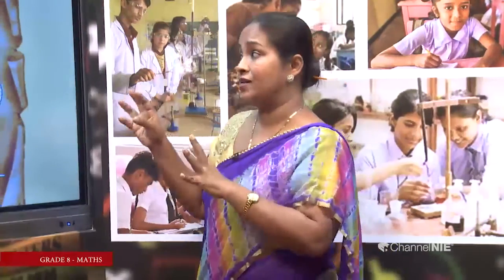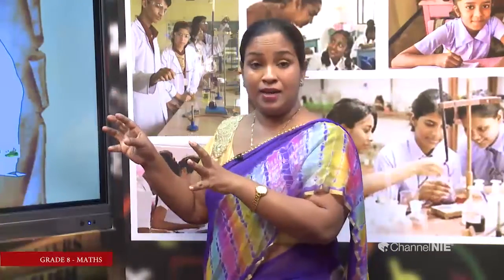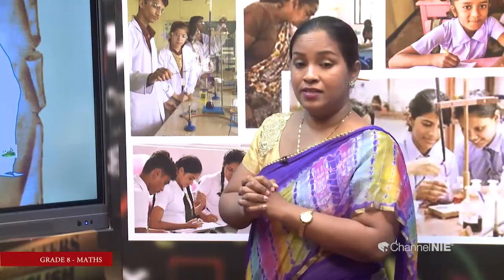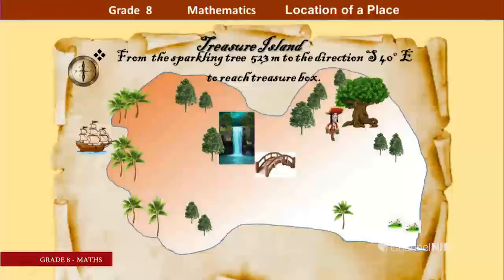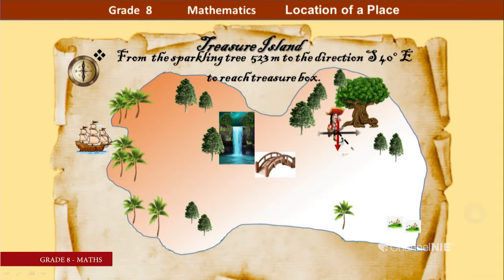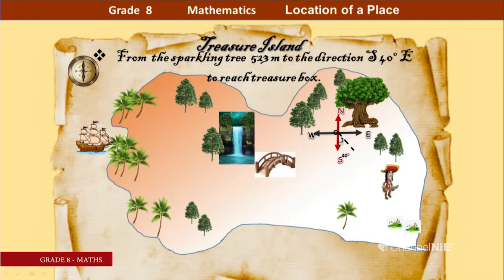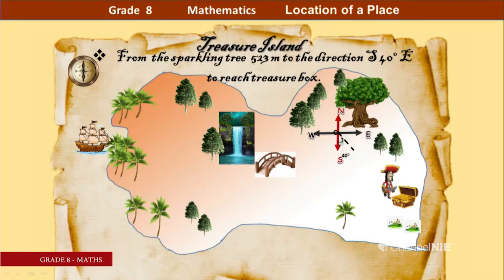Now he is at the final stage. This is the final step he should follow. So, whether he could find it? Yes, we will see that. Okay, this is the angle, 40 degrees from south to east. He should go 523 meters. Oh, we'll see. Oh, he found the treasure.